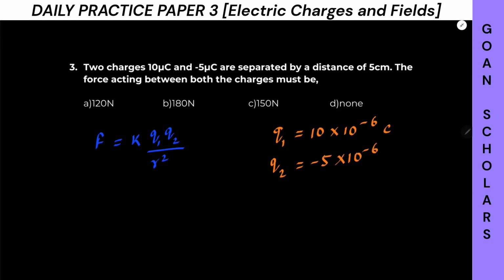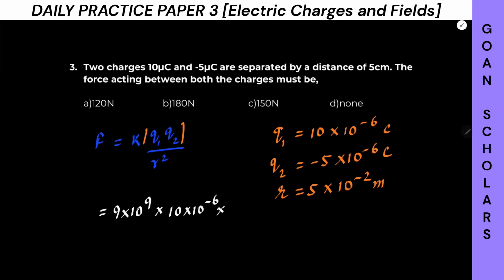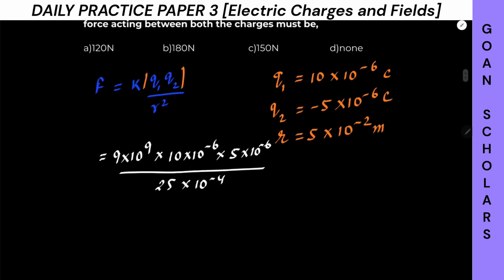Negative sign is not considered because Coulomb's law is in modulus, right? So you don't take the negative sign. Distance here, R, is 5 centimeters. So 5 into 10 to the power minus 2. Correct? Because it should be in meters. Let's substitute here in the expression. K is nothing but 9 into 10 to the power 9. Charge Q1, which is 10 into 10 to the power minus 6. Charge Q2, 5 into 10 to the power minus 6. Let me remind you again, we don't take the negative sign. Whole divided by R square, which is 25 into 10 to the power minus 4, because square of 5 is 25.